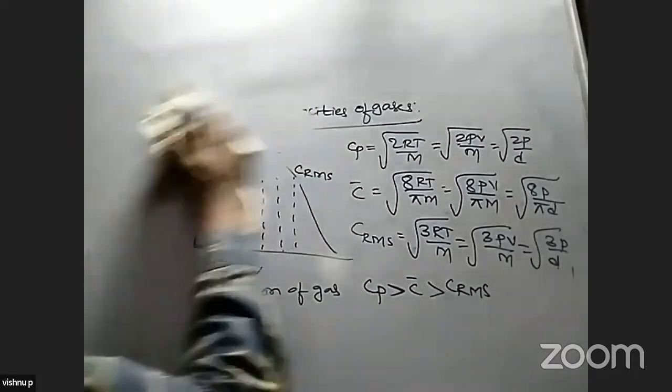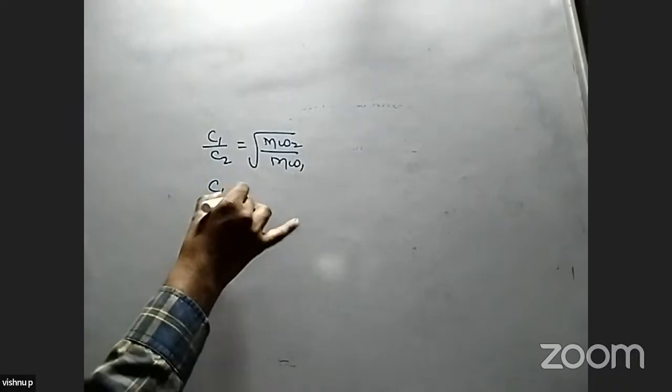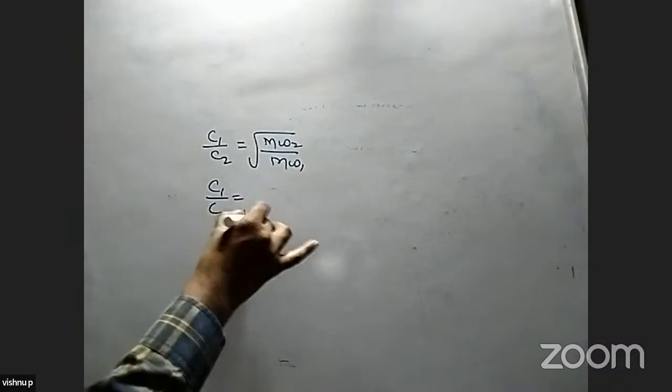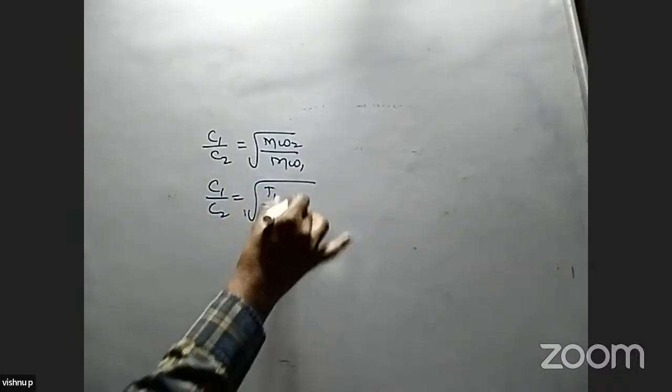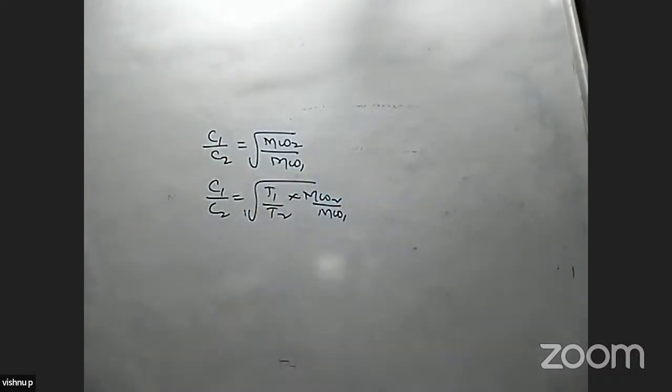So at the same temperature, if you compare two velocities, C1 by C2, we write this formula with molecular weights. And if we use different temperatures, when you compare two gases' velocities, C1 by C2 is equal to root T1 by T2 into molecular weight 2 by molecular weight 1.